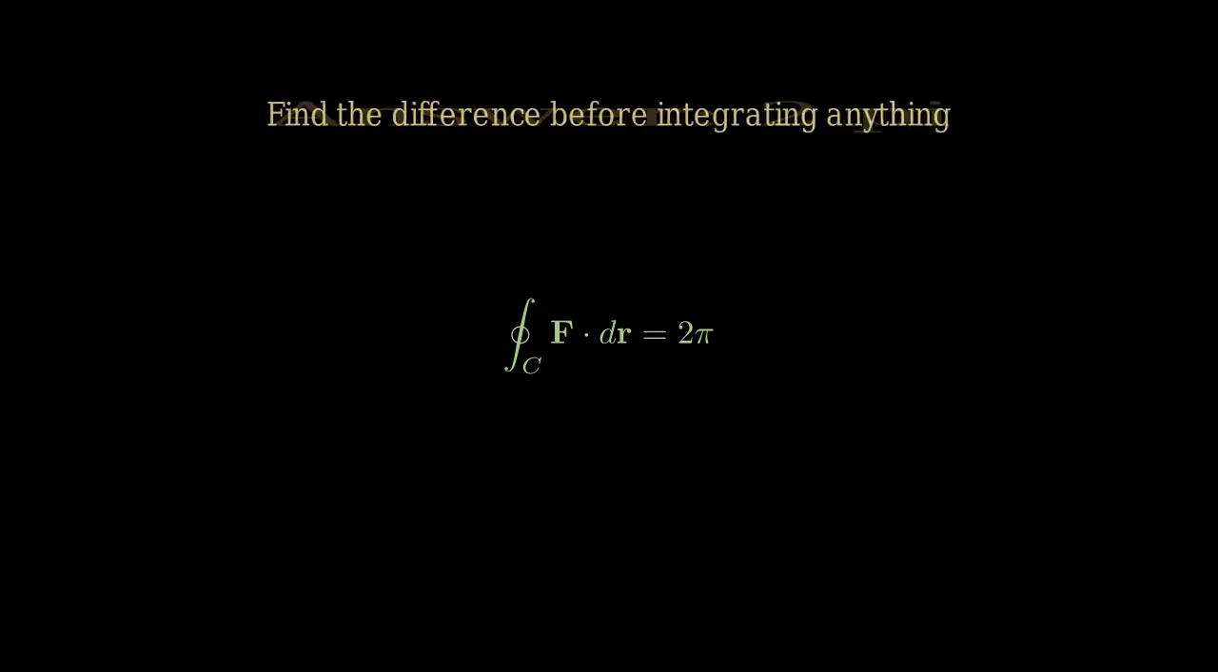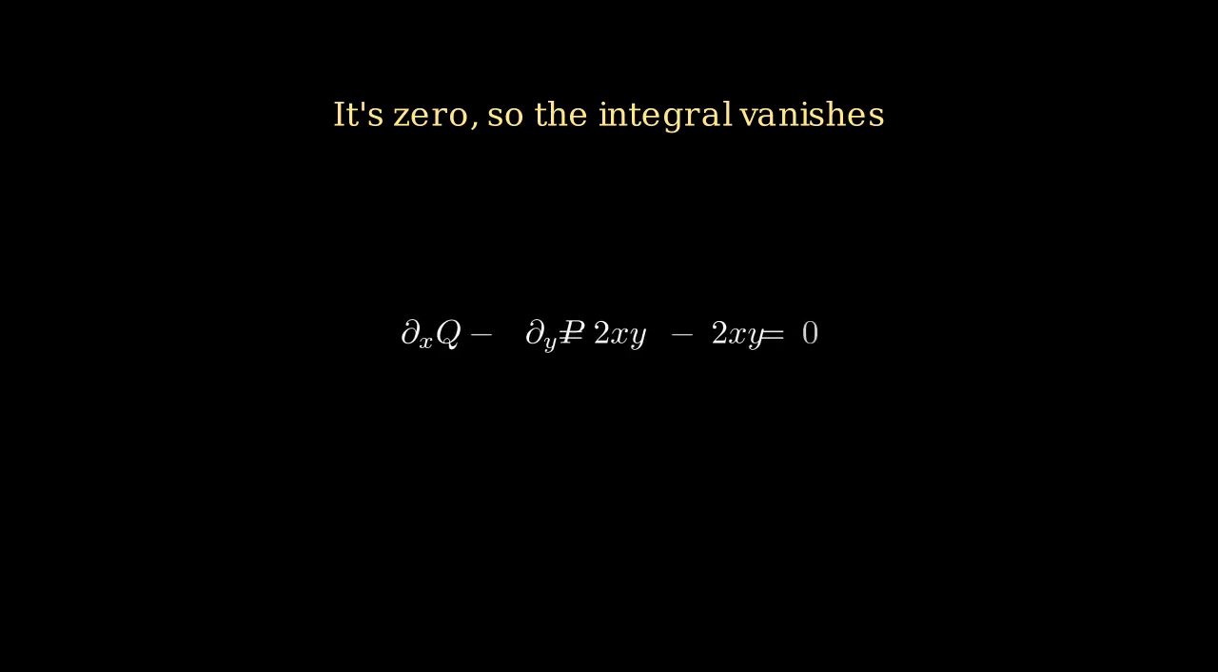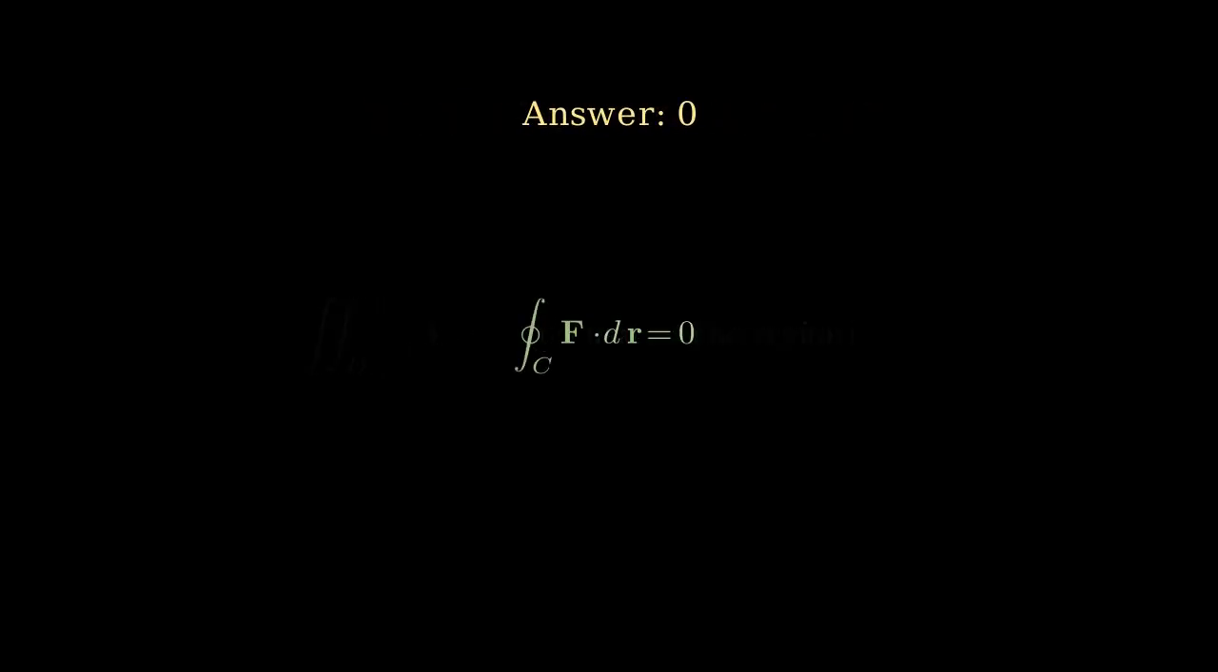Part C. Rectangle boundary from (0, 0) to (2, 3) with P equals x y squared and Q equals x squared y. Step 1. Find ∂Q/∂x minus ∂P/∂y. Before setting up any integral at all, the x derivative of x squared y is 2xy, and the y derivative of x y squared is also 2xy. So they cancel exactly to 0. Pattern to recognize: if this difference comes out to 0 immediately, the entire double integral vanishes, no matter the shape of the region. Answer: 0.